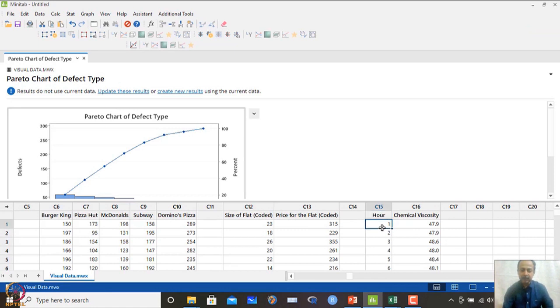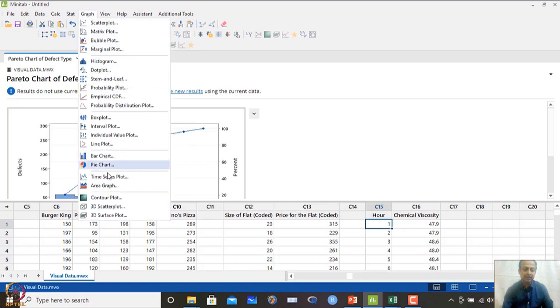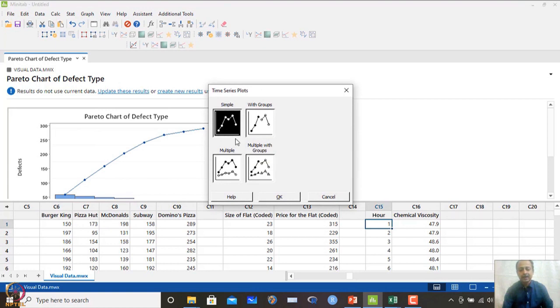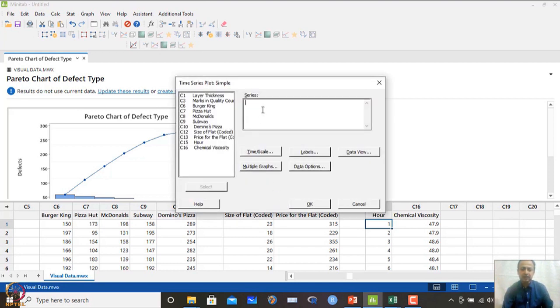If you copy this from here and paste it in Minitab, then you can try a time series plot. How do I do that? In the Graph menu there is an option of time series plot. If you click this, there will be options, and multiple graphs can also be plotted, but I am using a simple plot first of all. So, I will click OK. What is the series I want to plot? This is the chemical viscosity, which I will indicate over here by double clicking.